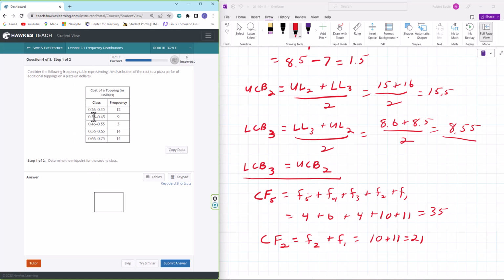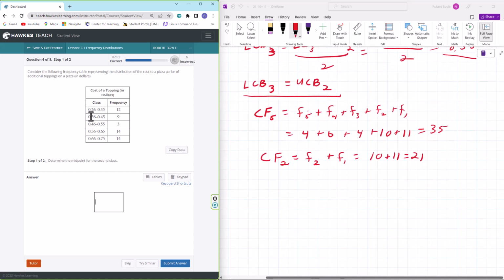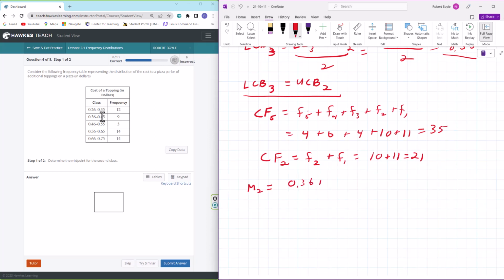And remember, the midpoint is the number in the middle of the class limits. Okay, so here's the second class. The lower limit is 0.36. The upper limit is 0.45. The midpoint is going to be the number in the middle, or the average of the two. So the midpoint, I'll just call that M2, is going to be equal to 0.36 plus 0.45 divided by 2, and that will give us 0.405.